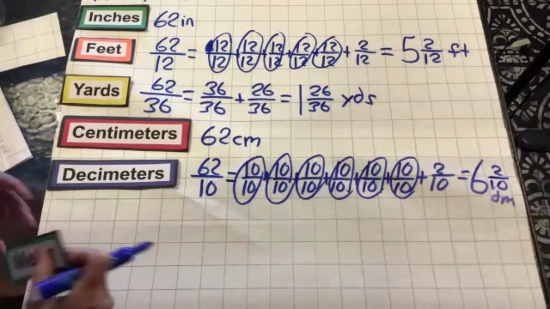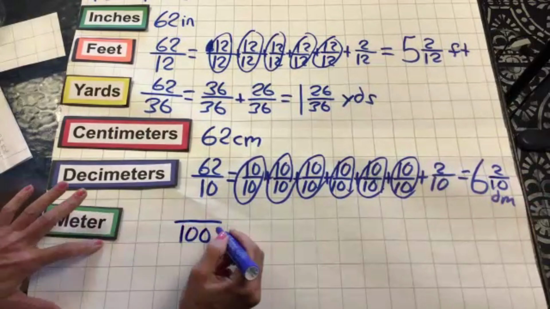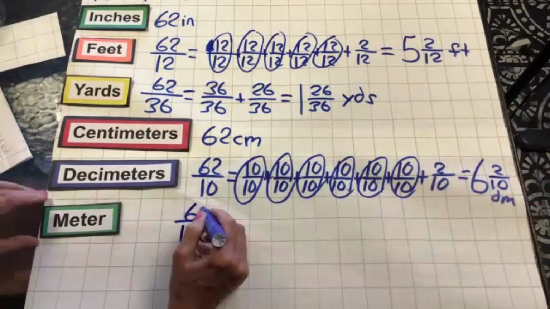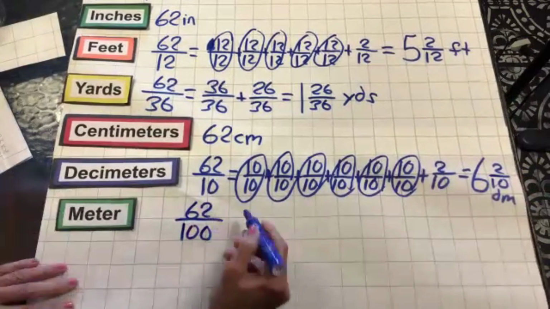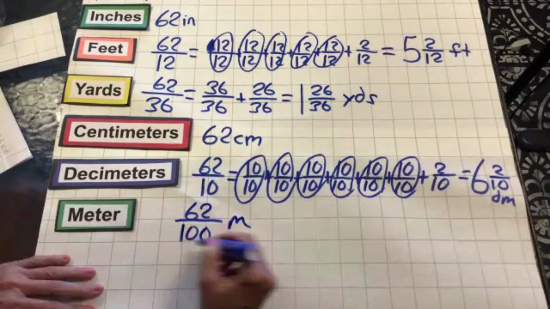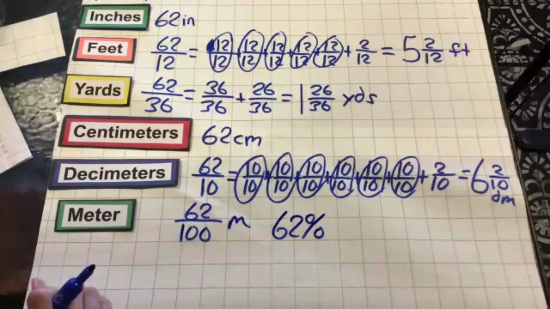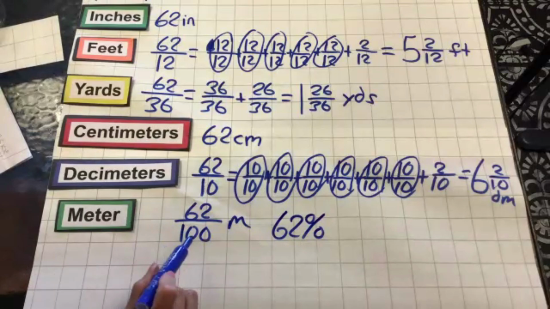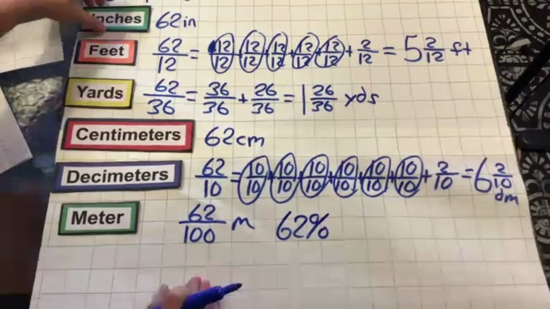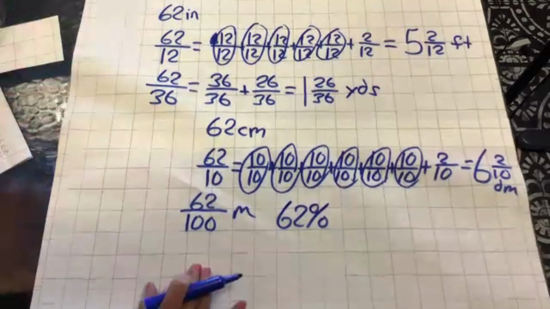All right, we're going to go for meters. We know it takes 100 centimeters to make a meter. So we have 62 out of the 100. And later on, you're going to find out this is 62% of that meter. Just like if we had 100 questions on a test and we got 62 of them right, 62%. All right, we need to get a little better with that if we come out that short.